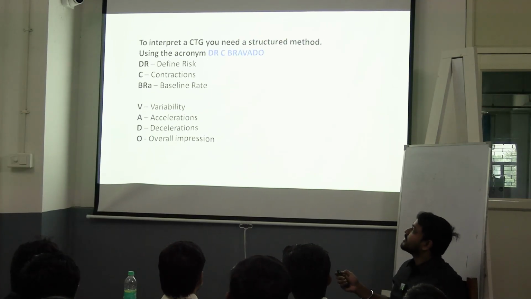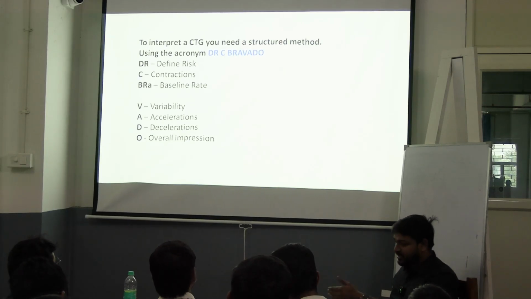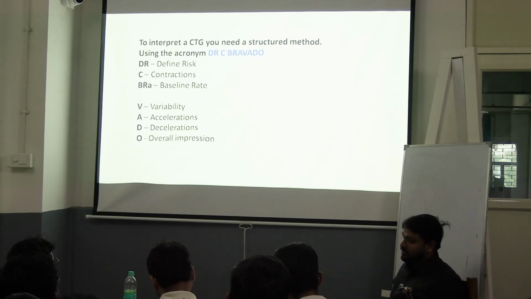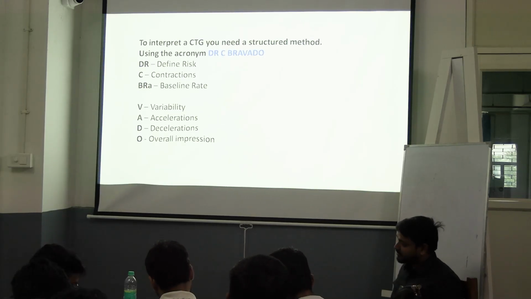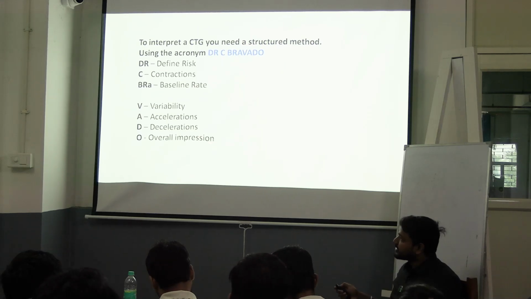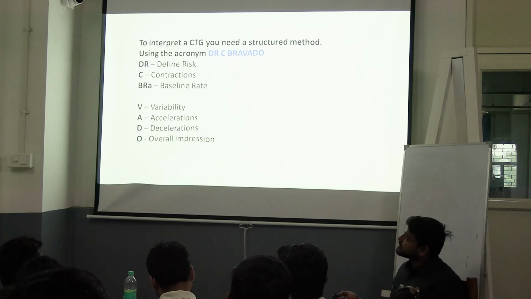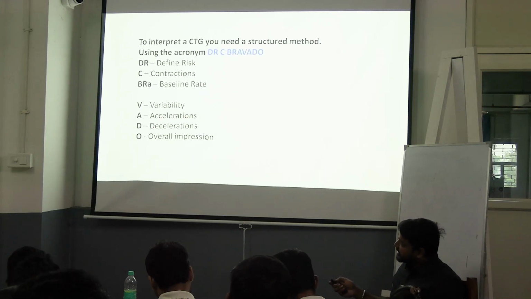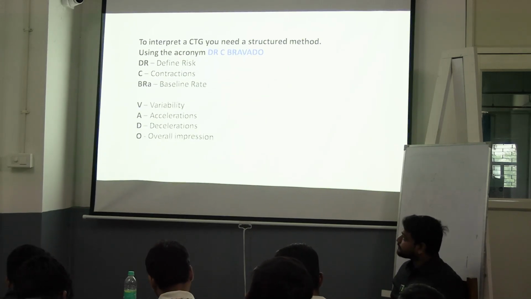You remember this, Dr. C BRAVADO. Dr. C BRAVADO. When they give you a CTG, what will you do? First, you will define risk. You will see the contractions. You will see the baseline rate. Then variability, acceleration, deceleration, and finally you will tell the overall impression. You will define risk, then you will see the contraction, baseline rate, variability, acceleration, deceleration, and overall impression.